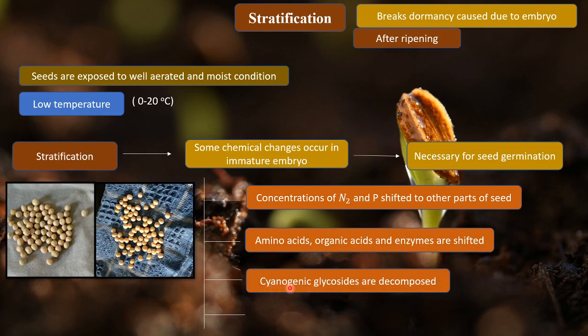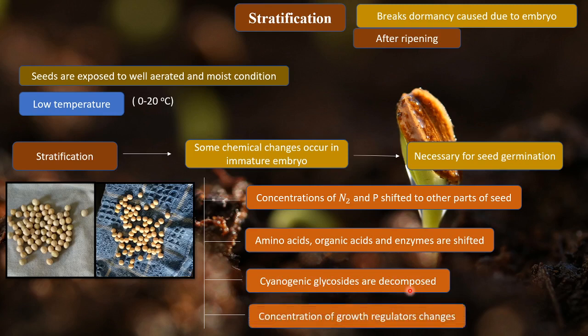Similarly, cyanogenic glycosides are decomposed. Now, cyanogenic glycosides are naturally produced plant toxins. Sometimes, if present in larger quantity, they may not allow the plant to germinate. So these cyanogenic glycosides are toxins, and they have to be decomposed. When these are decomposed, this will lead to germination.